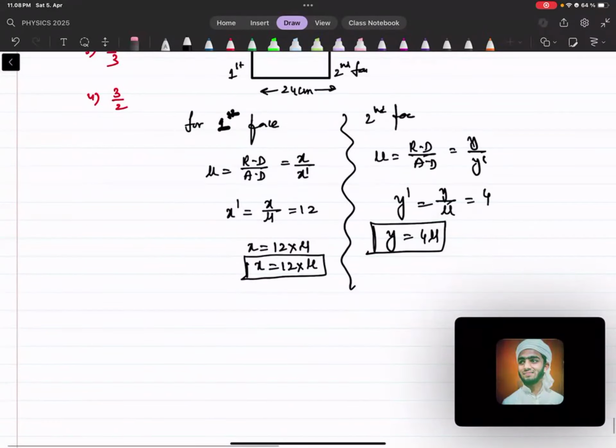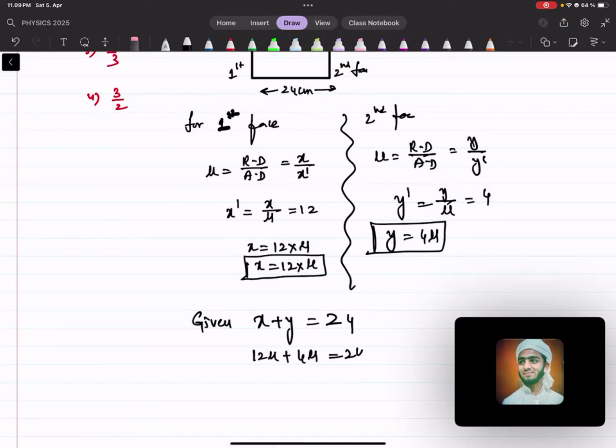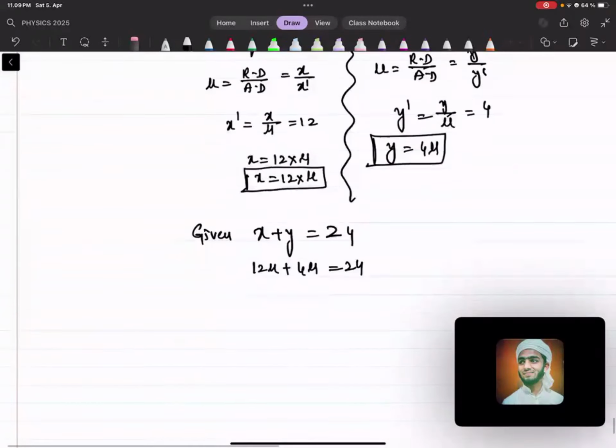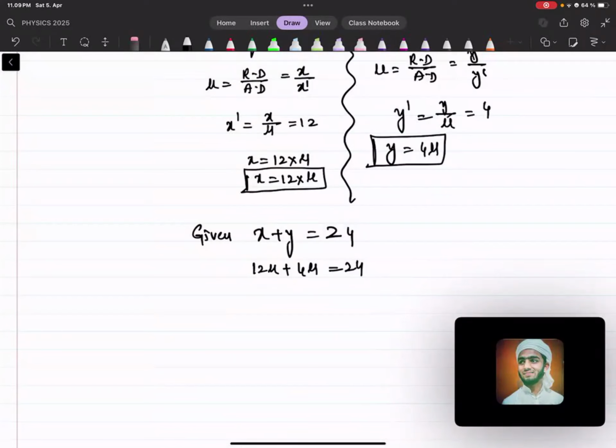Okay. What is given in the problem, beta? X plus y is the thickness. That is given as 24. X value is how much for me? 12 mu. Y value is 4 mu. That is equal to 24. Clear? 12 plus 4 is how much? 16 times of mu is equal to 24. So mu is equal to 24 divided by 16. So obviously that is 3 by 2.